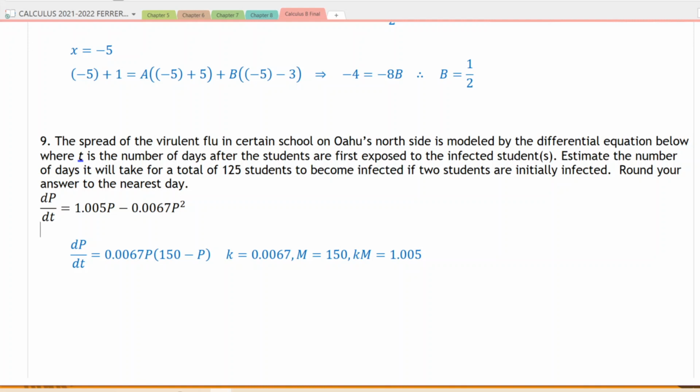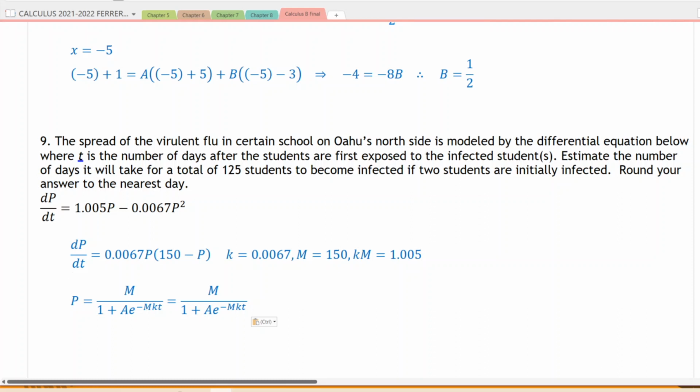So once we verified that we're working with a logistic differential equation, we pull out our general equation for the general solution for the logistic differential equation. And then we start substituting our values. And now I can start working with my calculator.